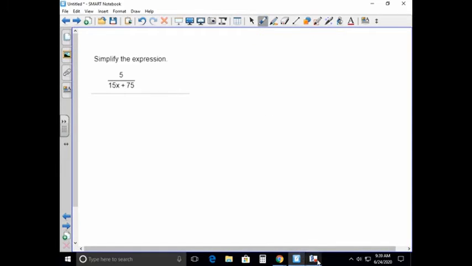Now, the next problem involves simplifying an expression. If you watch the videos, you may be aware that there are certain things we cannot do when we simplify expressions, when we reduce fractions. Another set of instructions might say reduce the fraction or reduce fractions.